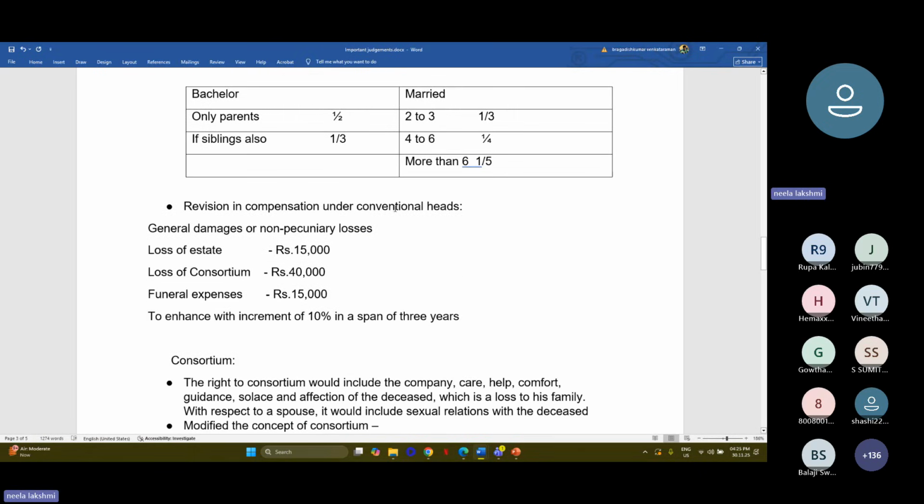Revision in compensation under conventional heads in case of death. General damages or non-pecuniary losses were standardized. Under any death compensation, only these components shall take place. As per the Pranay Sethi judgment, there should be loss of estate, loss of consortium, and funeral expenses, in addition to the loss of dependency, loss of income. These are the only three heads which should be allowed in death cases. This was standardized by the Pranay Sethi judgment.